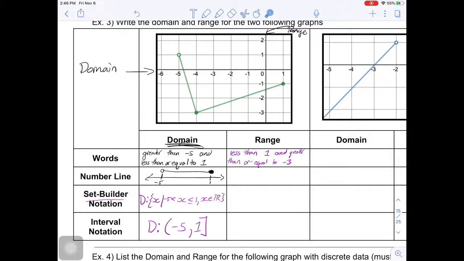Is this statement true? We can be less than 1. That is true. 1 is here and we can be less than it. We never state that we can be equal to it. All we have to be is less than it, or we have to be greater than -3, and we can be equal to it. So that includes these portions, which is true.